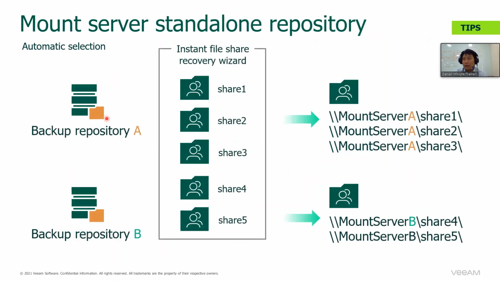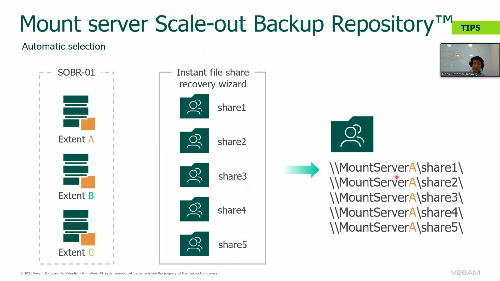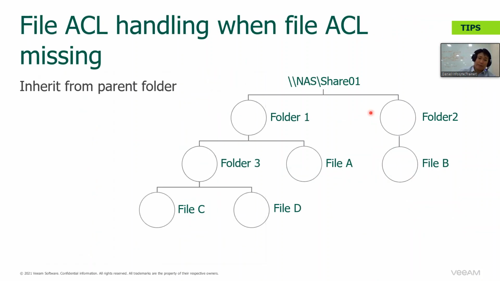If not, then you need to manually change the mount server configuration before you can combine them into one and share it out. So it's a bit tedious and not flexible enough if you're using standalone. If you're using SOBR, it will be automated for you. You do not need to worry that your NAS data is sitting in all three repositories. When you trigger instant file share recovery, they will be presented as one mount server file share. This is some of the additional support from SOBR.